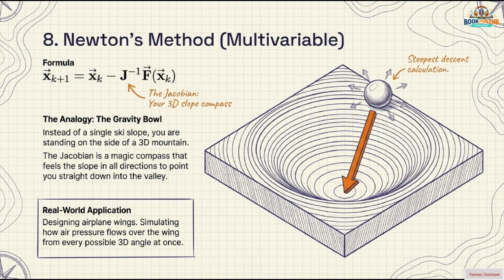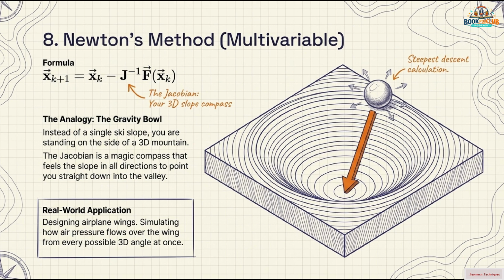But wait, I have a question here. Moving into section 5, shortcuts and hidden dangers. If this magic compass has to literally calculate the exact steepness in every single direction before it takes a single step, wouldn't that take massive amounts of computer energy?